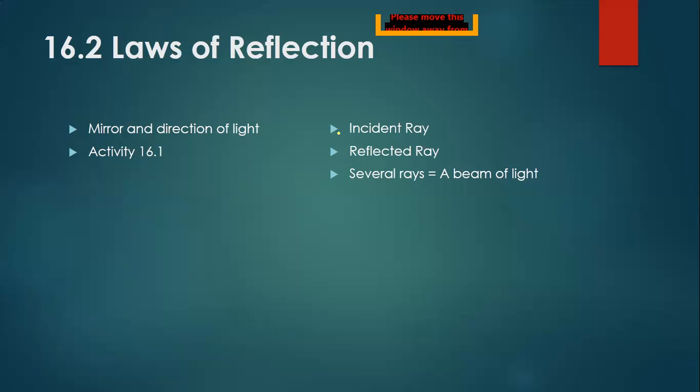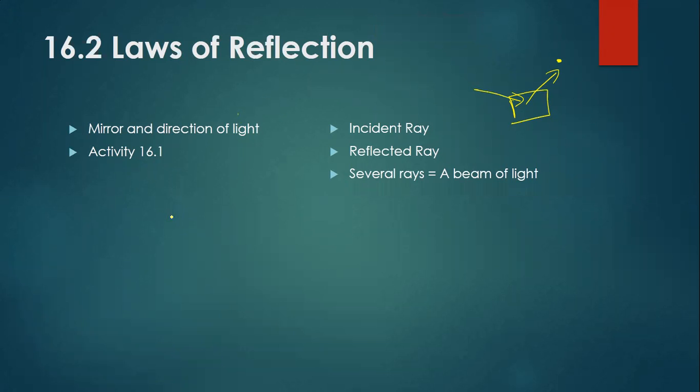Now, what we saw was that the light was getting reflected from the object, and then it was entering our eyes. And for that reflection, there are some rules. And these rules are called laws of reflection. Now, there are some activities in your book.